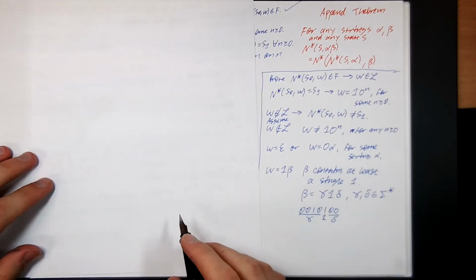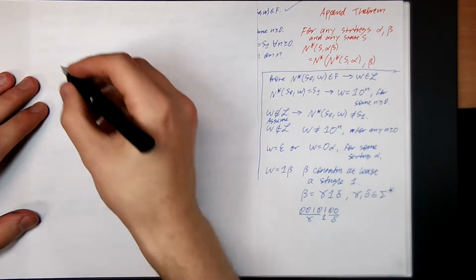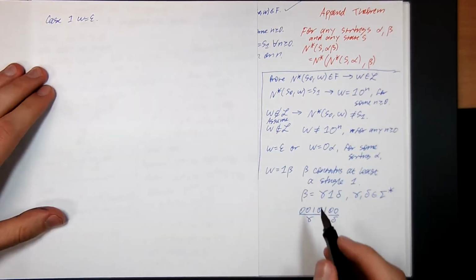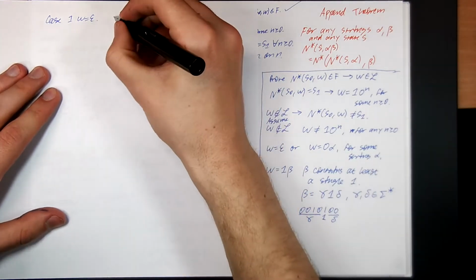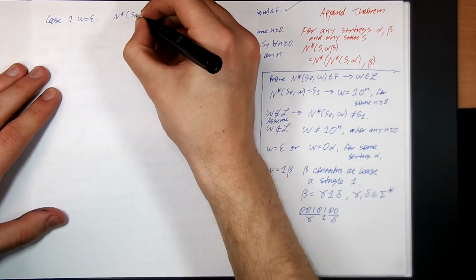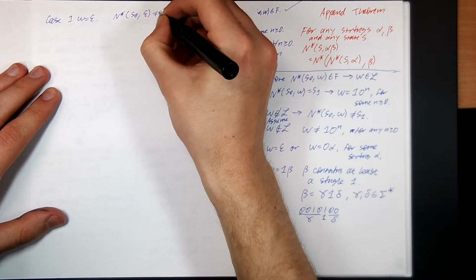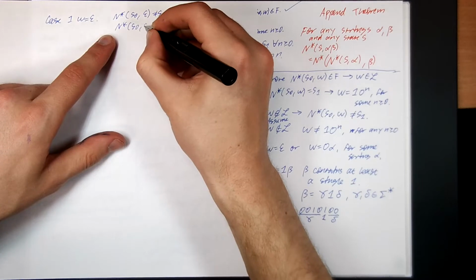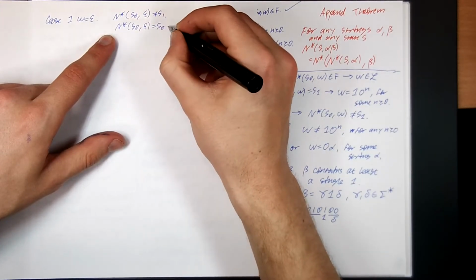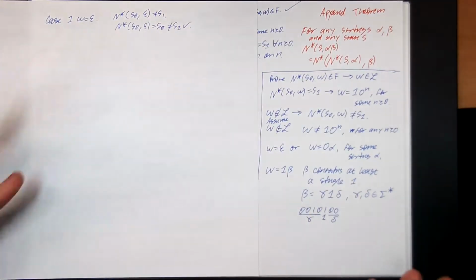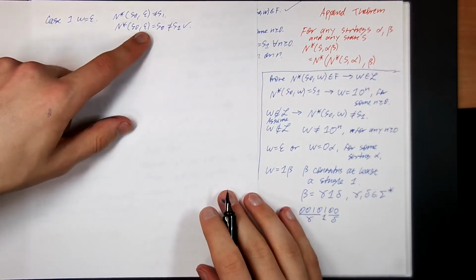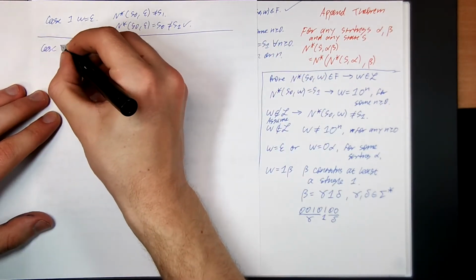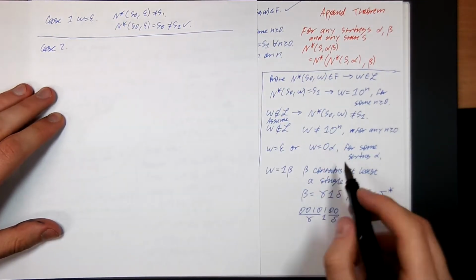Okay. So let's do the cases. So my first case, case 1, W is equal to epsilon. We need to prove that W is not accepted. That is, n star of S naught epsilon is not equal to S1. Well, that trivially holds because n star of S naught epsilon is S0, which is not S1. So that trivially holds because if you're in some state and you read epsilon, you don't move anywhere. So that was easy.